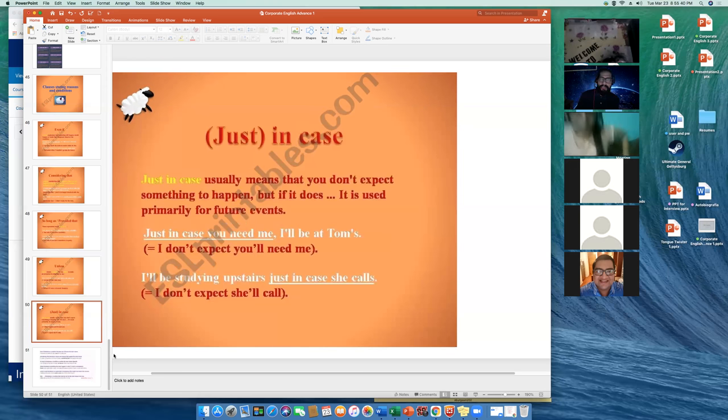And then to finish it off is "just in case." Just in case usually means that you don't expect something to happen, but if it does, it is used primarily for future events. Just in case you need me, I'll be at Tom's. You're not going to call me, but just in case you decide to call me, I will be at Tom's. I'll be studying upstairs just in case she calls. And so these are examples. And then this is the list that we have. And this is the same list that you guys will see in the video.